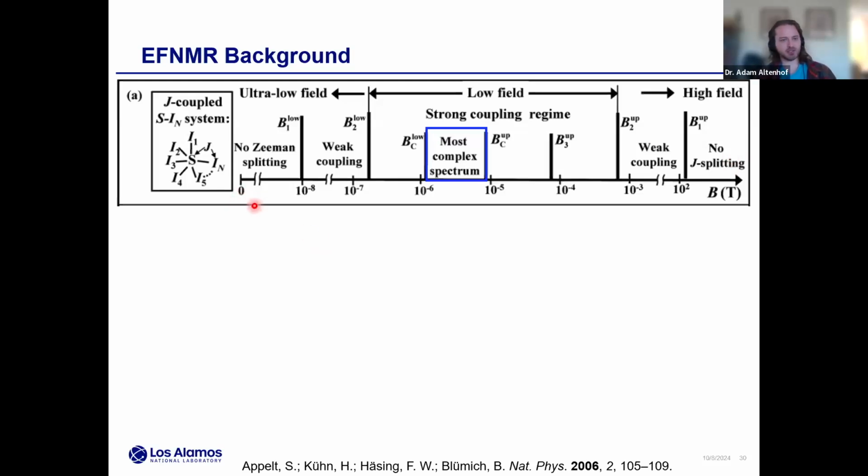At the other end of the spectrum, we have this zero to ultra-low field NMR. If you're at zero field, there's no longer a Zeeman splitting, just measuring the J coupling. Now, what's interesting, they highlight what they call this most complex spectral region, which happens to be right around Earth's field.